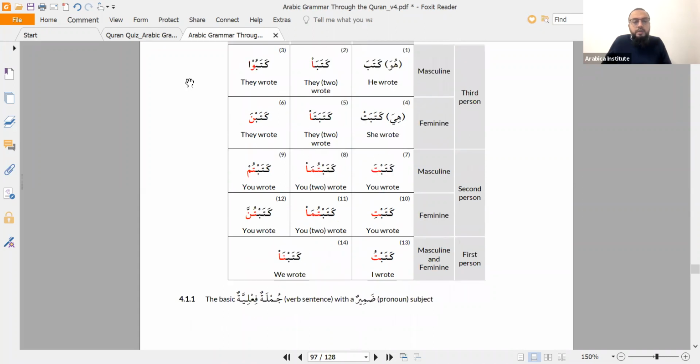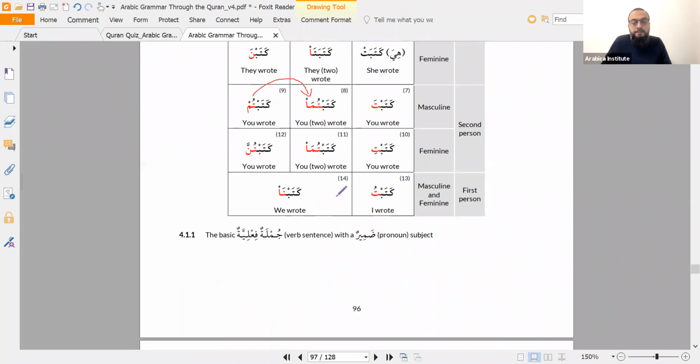So in the third person, you go from there to get that. In the second person, you go from there to get that. So it's katabta, katabtumā, katabtum, katabti, katabtumā, katabtunna. Then I and we is katabtu, katabnā. You'll be familiar with all of these. We haven't done many duals, so this middle column hasn't really been introduced, but it's hardly ever used. And so there's a reason why we haven't emphasized it.